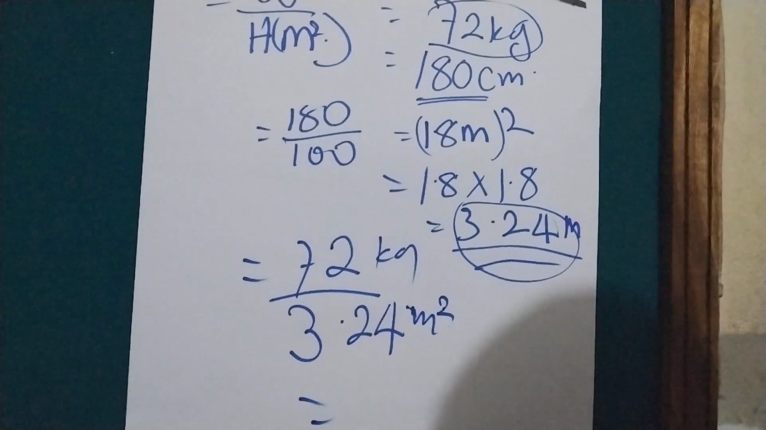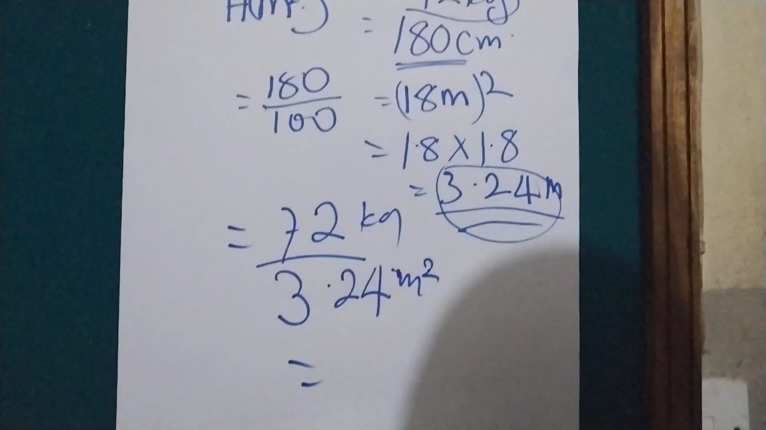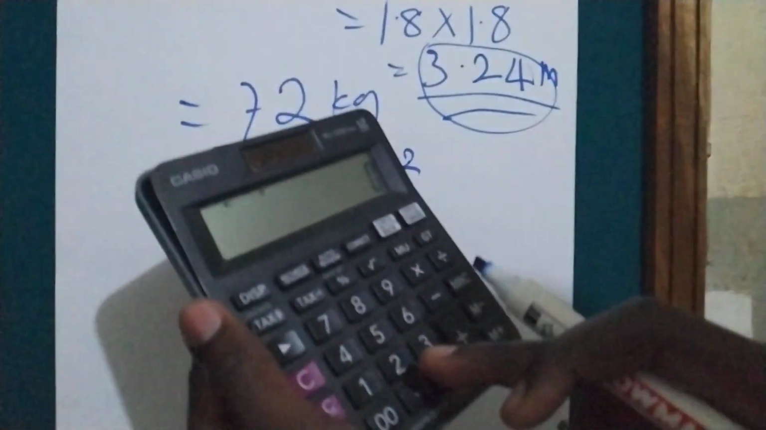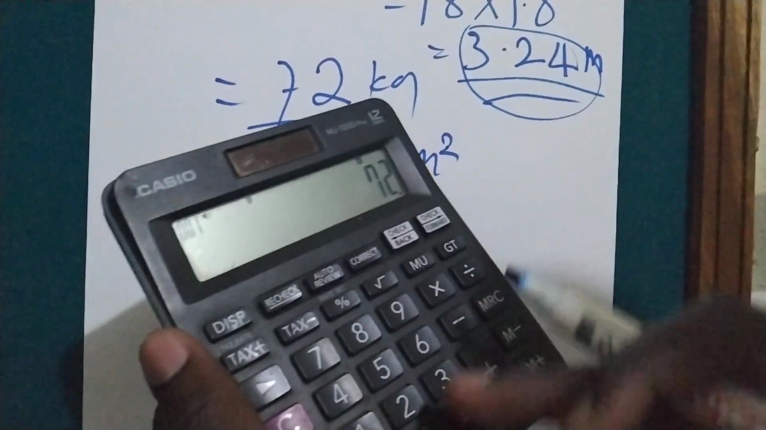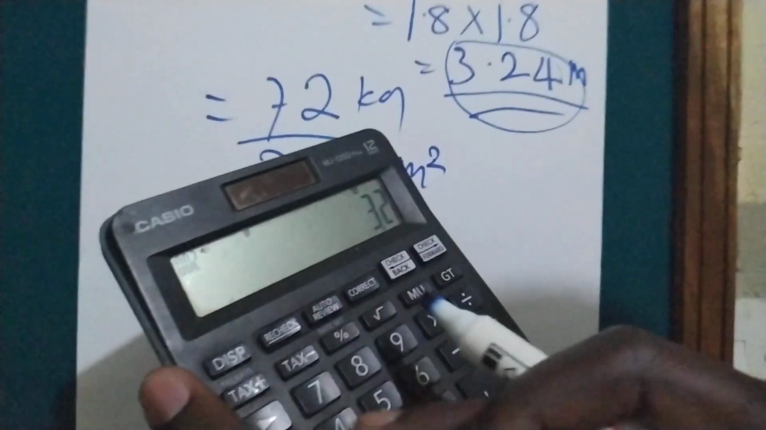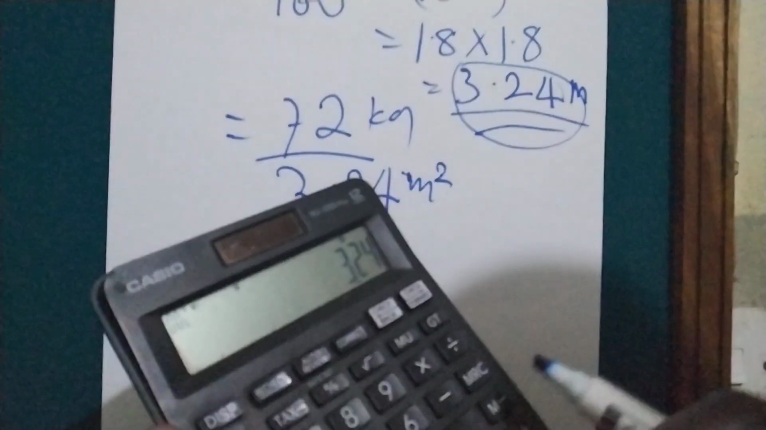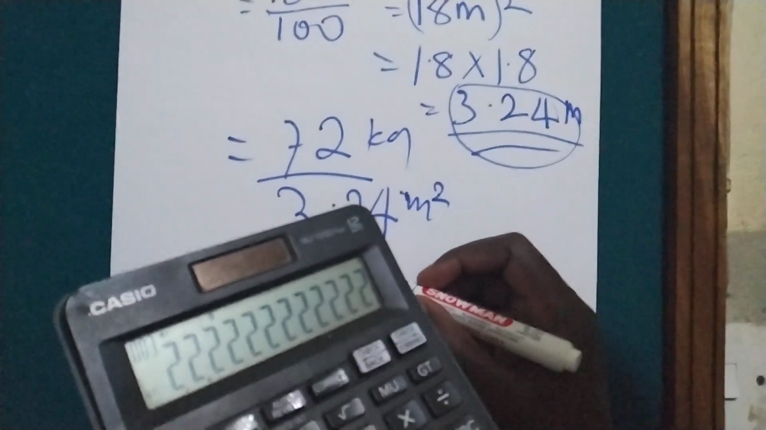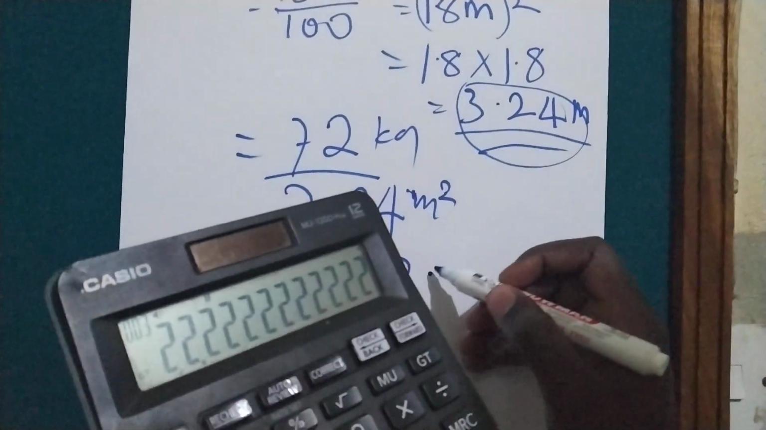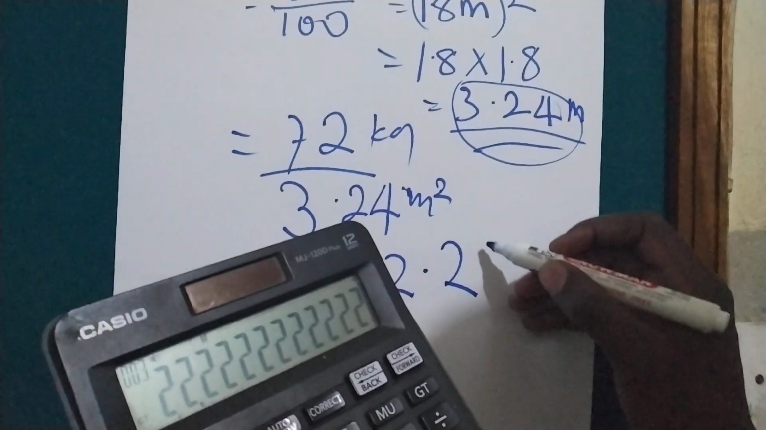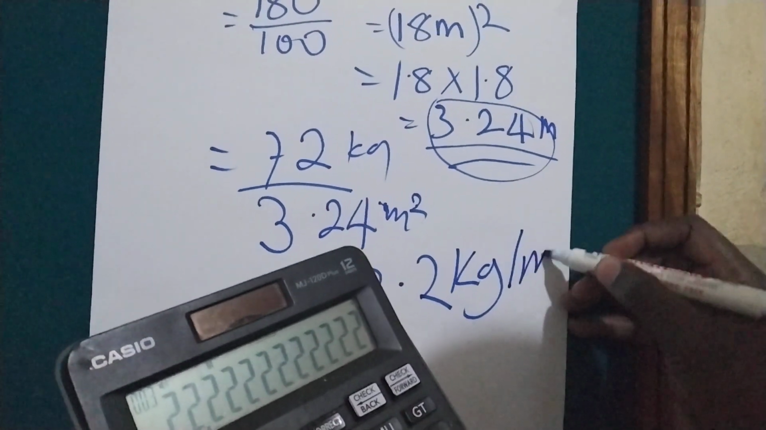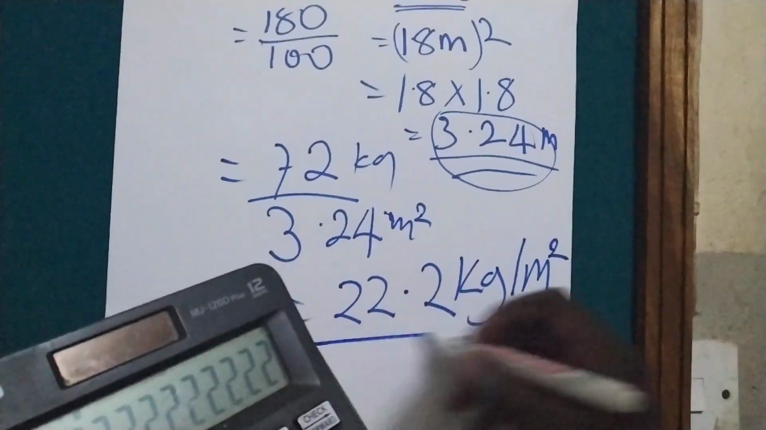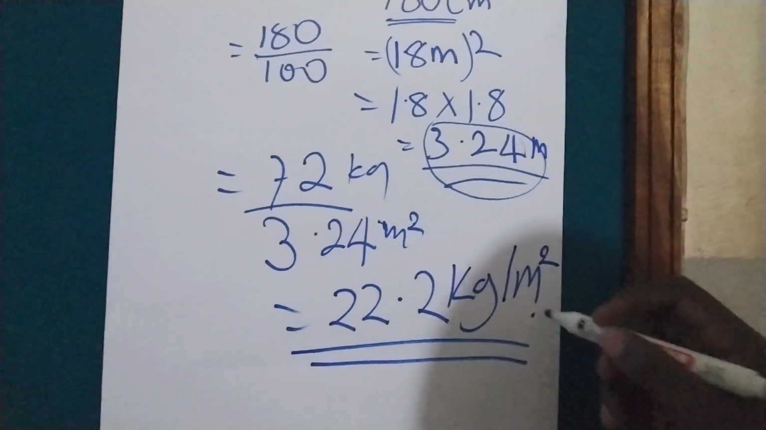So this one is equal to, let's calculate, 72 divided by 3.24 is equal to 22.2 kilograms per meter squared. So this is our BMI.